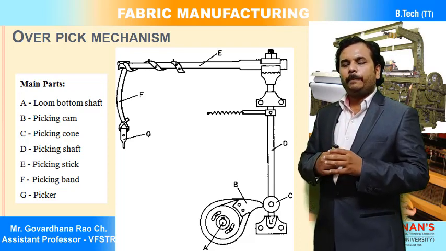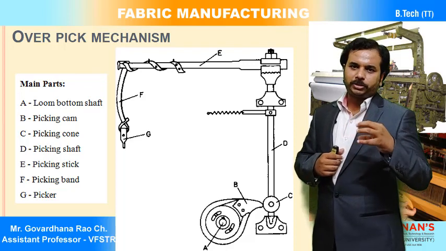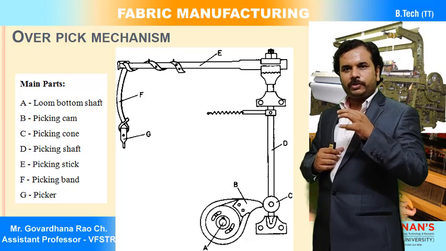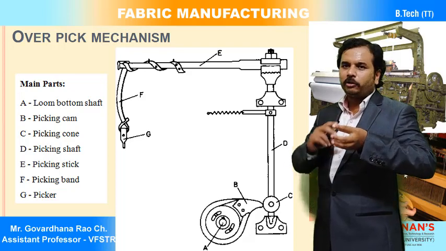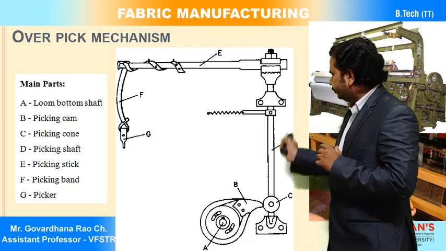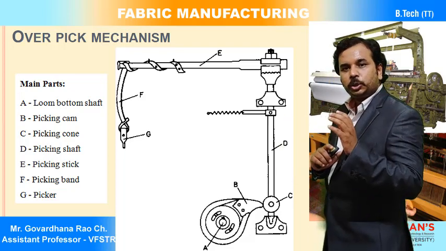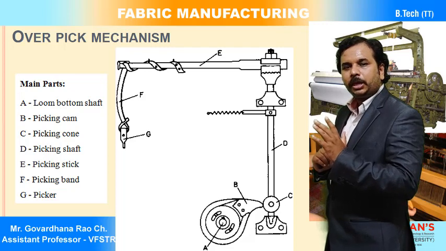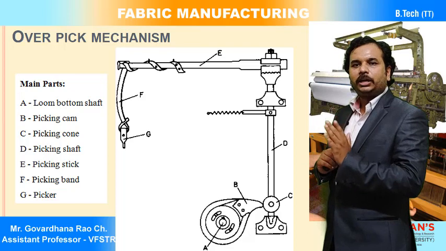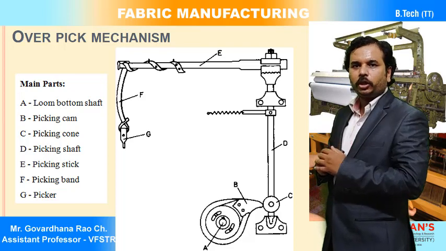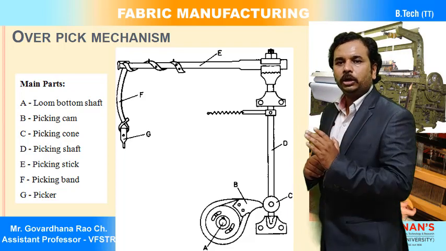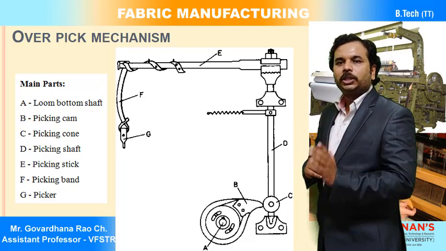Okay. So you can observe that there is a bottom shaft. And on the bottom shaft we have a cam. Now if the bottom shaft is rotating, along with the bottom shaft the cam is also going to rotate. So when the cam is rotating, it is going to push the picking cone, which is fixed on the vertical shaft or picking shaft.